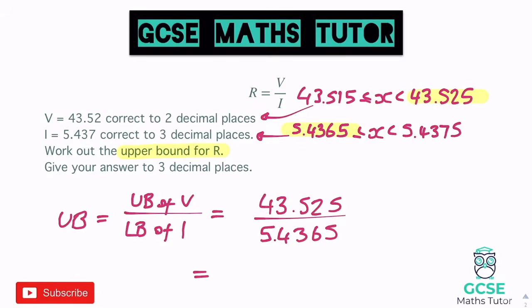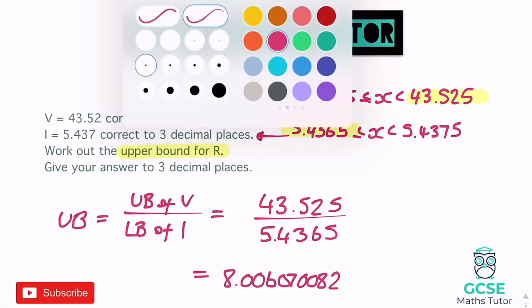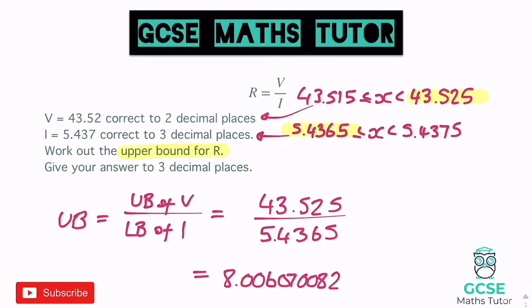So 43.525 all over 5.4365. And turn that into a decimal, you get 8.006070082. There we go, lots of decimals there. And we are going to then round this, as it says, to 3 decimal places. So the third decimal is the 6, so chop it after the 6. It's a 0 after the 6, so it's not going to change. It's just going to be 8.006. And there we go, there's our final answer to 3 decimal places.